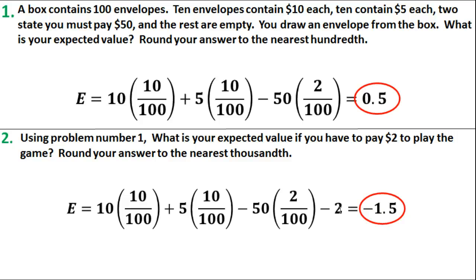Okay, not just one time because that would be a different probability. But if we play this a lot, if we're playing this all day, every day, we'd have an expected value that's negative. We're going to, on average, lose $1.50 every time we play it.